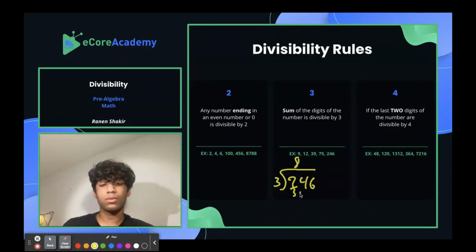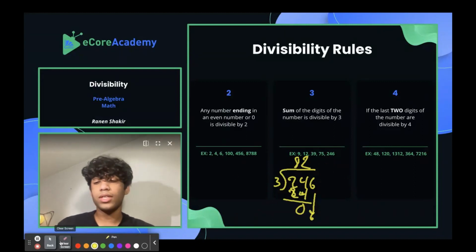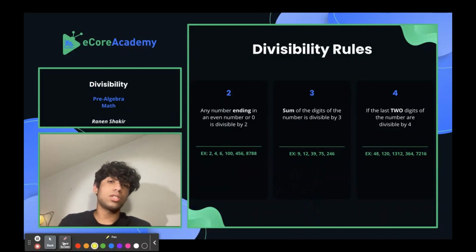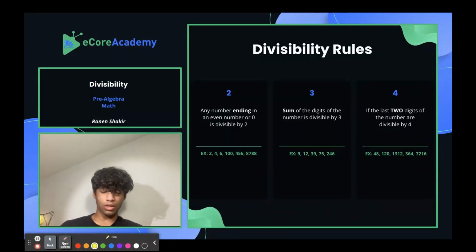You have 8, 24. Bring down the 6, 82. So 3 times 82 would give you 246. So 246 is divisible by 3 and 82. Okay.